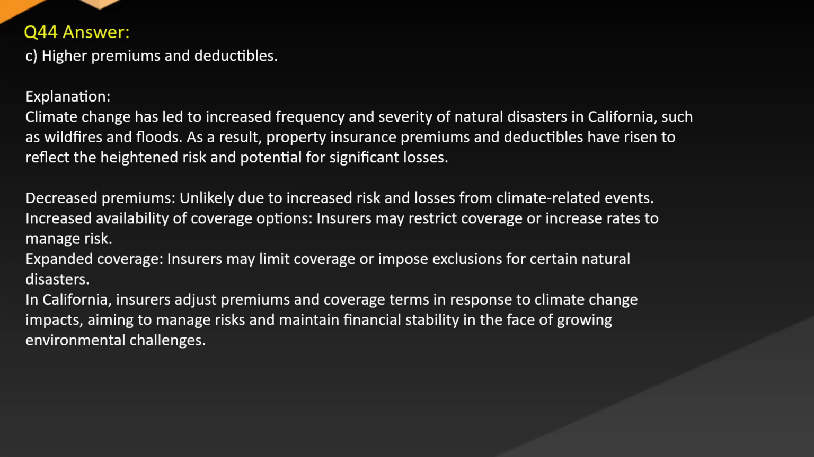Decreased premiums: unlikely, due to increased risk and losses from climate-related events. Increased availability of coverage options: insurers may restrict coverage or increase rates to manage risk. Expanded coverage: insurers may limit coverage or impose exclusions for certain natural disasters. In California, insurers adjust premiums and coverage terms in response to climate change impacts, aiming to manage risks and maintain financial stability in the face of growing environmental challenges.